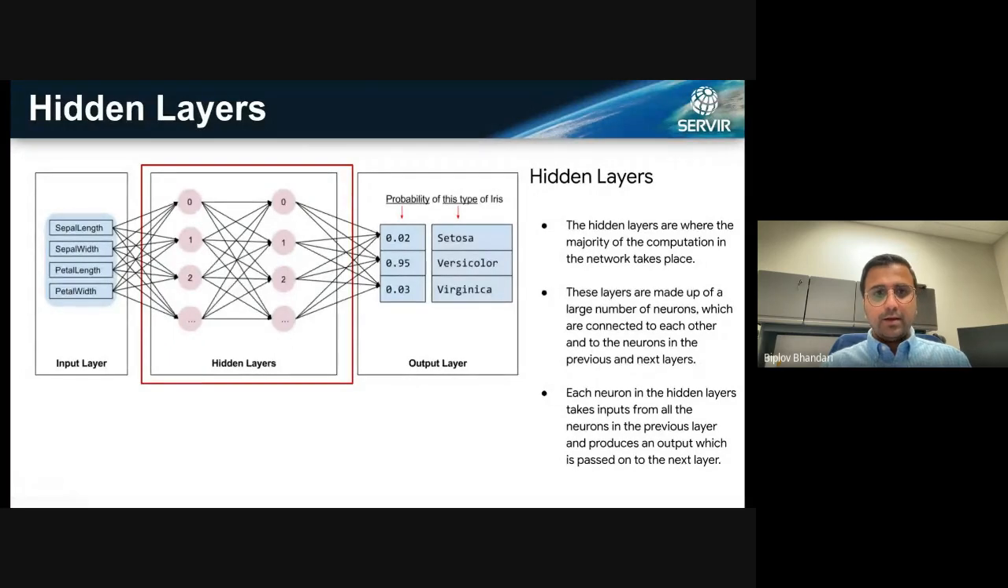And then the hidden layer is where the majority of the computation within the network takes place. This layer again comprises many neurons, and each of these neurons is connected with the previous neurons. So if you look at this particular neuron labeled as 0, you see that it receives the input from sepal length, sepal width, petal length, and petal width.